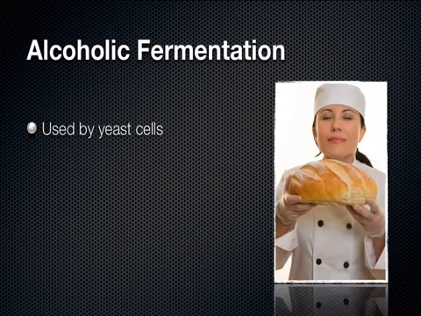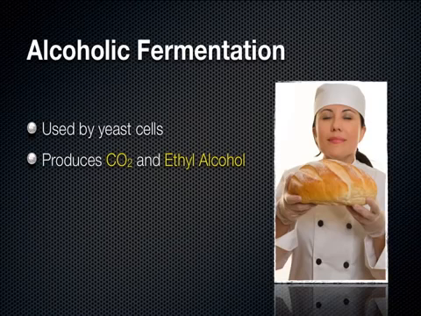Why are we looking at bread? Well, alcoholic fermentation is used by yeast cells, and we're going to look at this in the lab that we're doing on Friday. This is also when there's no oxygen available, and this produces carbon dioxide and ethyl alcohol. It yields 2 ATP. Is that a good thing? Yes. 2 is not as good as 36, but it's still ATP. It's still energy that we can use when there's no oxygen present or under anaerobic conditions.